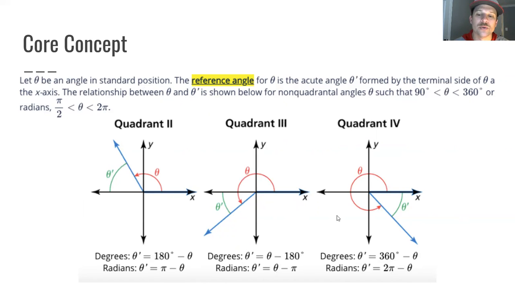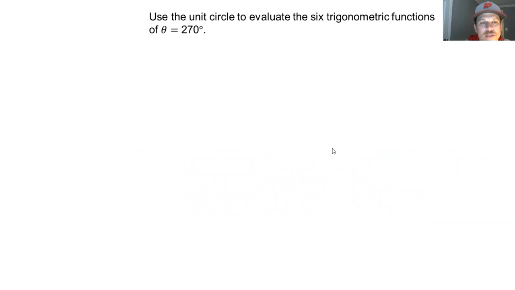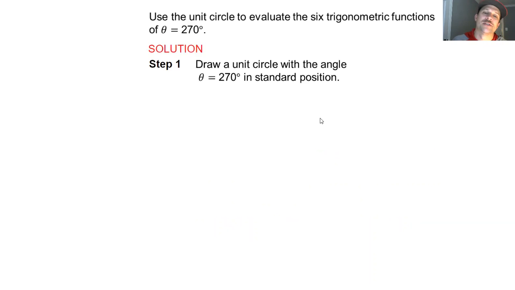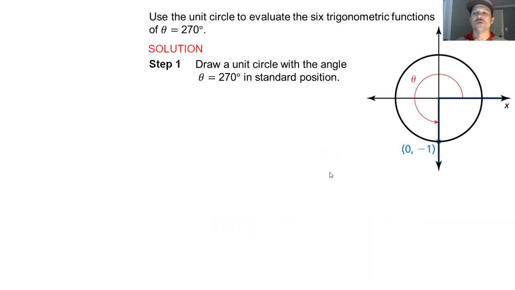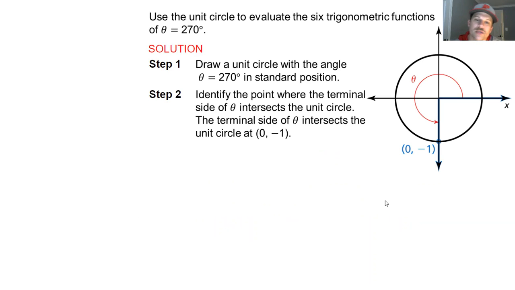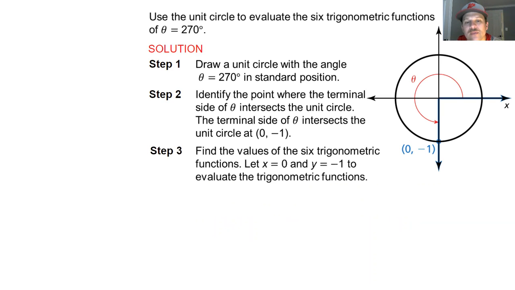But if it's quadrants 2, 3, or 4, these are the formulas you're going to use, whether it's degrees or radians. So let's use the unit circle to evaluate the 6 trig functions of our theta, 270. So 270 degrees is in between quadrants 3 and 4. It's actually on the negative y-axis for your terminal side, and the coordinate point is going to be (0, -1) on your circle.